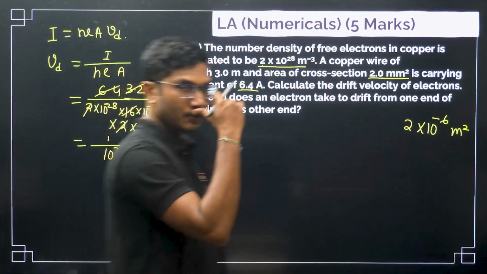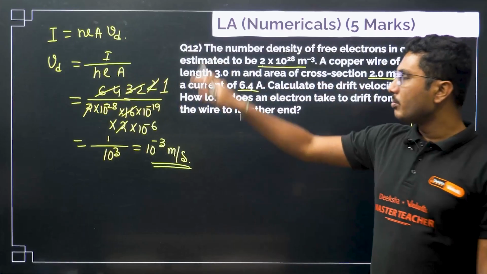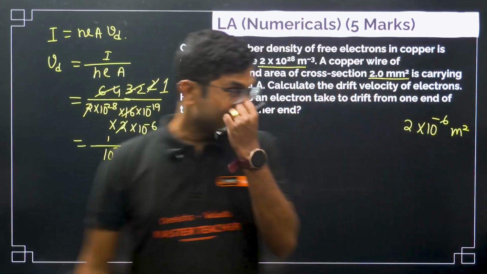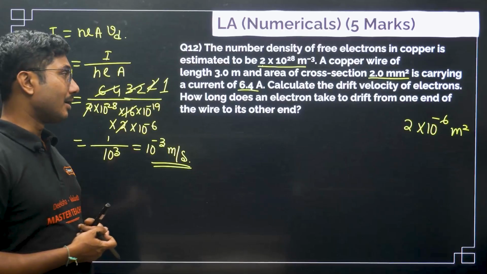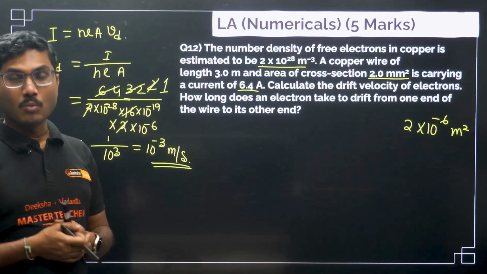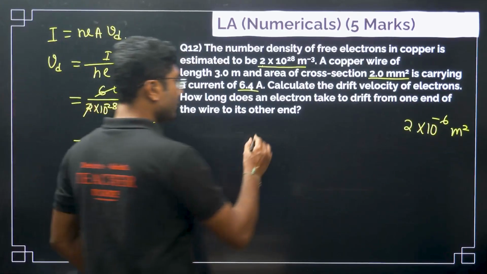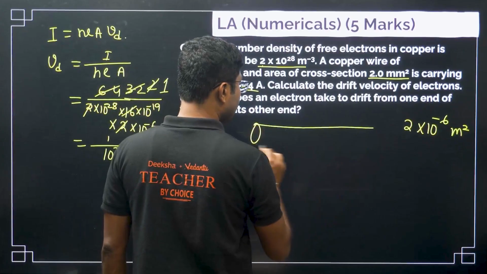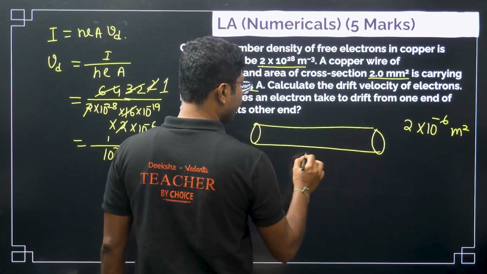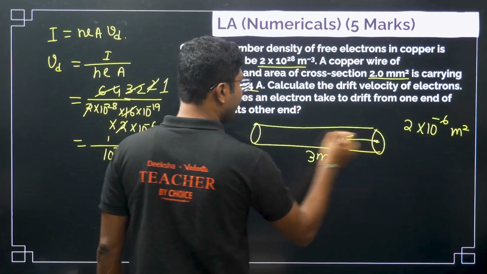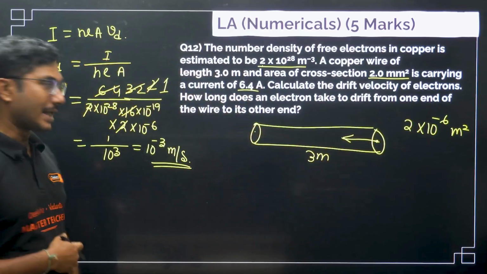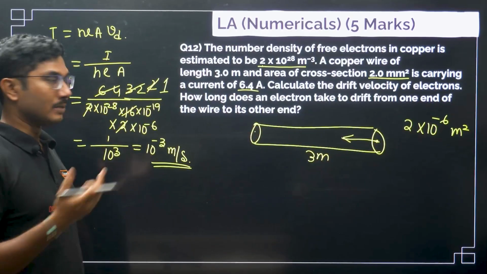Very simple. Just put the values. You know the equation, put the values and calculate it. Now second part is interesting. How long will the electron take to drift from one end of the wire to the other? So basically the electron is going through this 3 meter long wire. It is starting from this end. How much time will it take to drift from here to here? That is the thing.